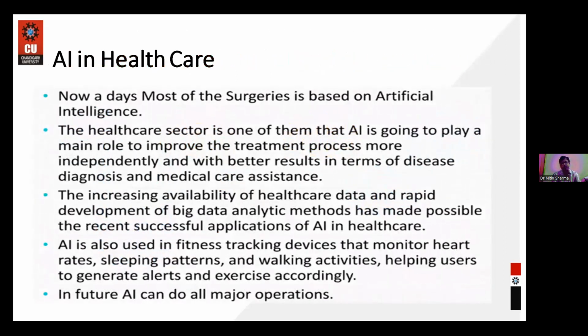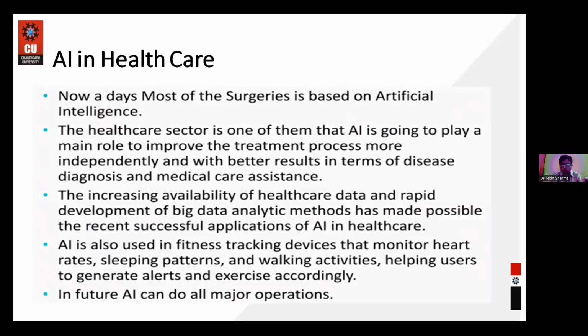Now let's talk about AI in healthcare. Nowadays, most surgeries are based on artificial intelligence, right? The healthcare sector is one where AI is going to play a main role to improve the treatment process more independently and with better results in terms of disease diagnosis and medical care assistance. The increasing availability of healthcare data and rapid development of big data analytic methods has made possible the recent successful application of AI in healthcare.